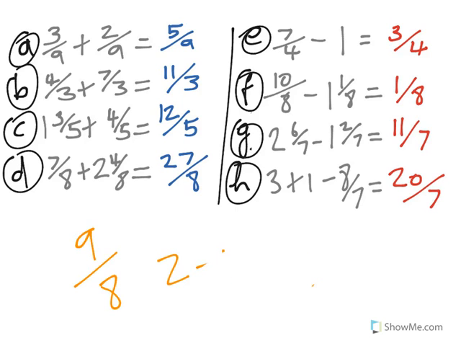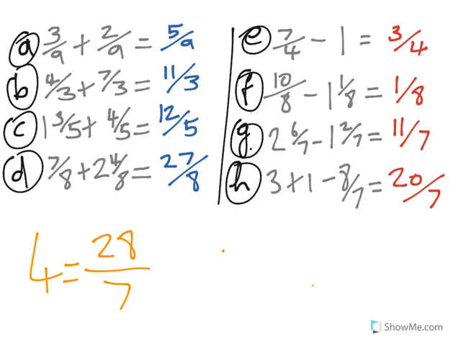And finally, this is the tricky one. H was 3 add 1, subtract 8/7. So 3 add 1 is 4. 4 is equivalent, if you've got your 7 times tables, to 28/7. Then it tells you to take away 8/7. If you do that, you'll be left with 20/7.